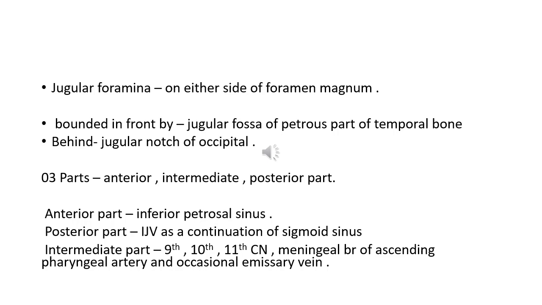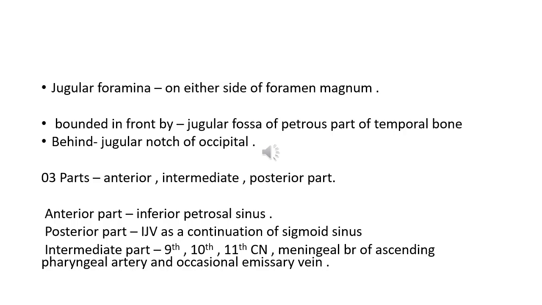Now we come to the jugular foramina, which are present on either side of the foramen magnum. It is bounded in front by the jugular fossa of the petrous part of the temporal bone, and behind by the jugular notch of the occipital bone. There are three parts of the jugular foramen: anterior, intermediate and posterior. The anterior part contains the inferior petrosal sinus.